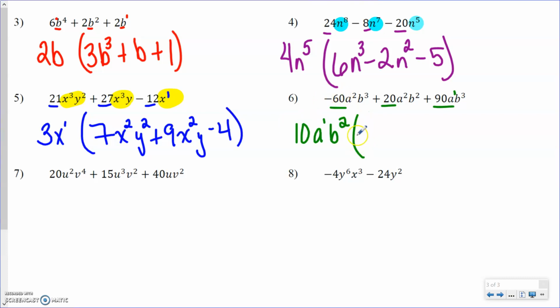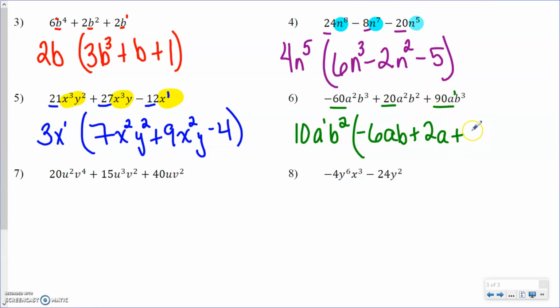So negative 60 divided by 10 is negative 6. I had 2 a's and took 1 out, so I have 1 left. And I had 3 b's and took 2 out, so I have 1 left. 20 divided by 10 is 2. I had 2 a's and I took 1 out, so I have 1 a left. I had 2 b's and I took 2 out, so I don't have any left.